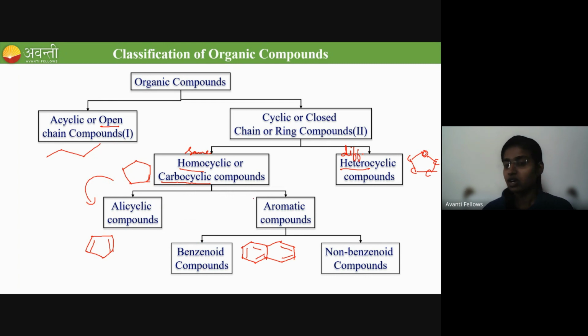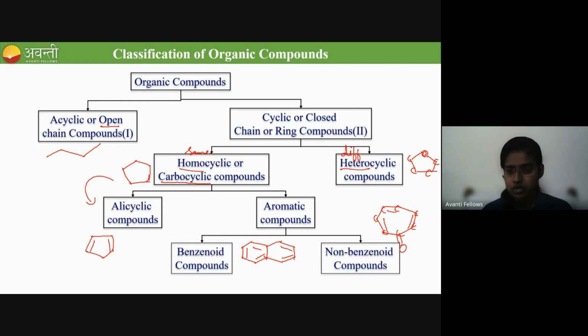Now coming to non-benzenoid. A benzene ring has 6 carbons. For some other compound, for example, we will take tropolone. So 1, 2, 3, 4, 5, 6, 7, and here let me put a double bond. So here I have a 7-carbon ring with one double-bonded oxygen.